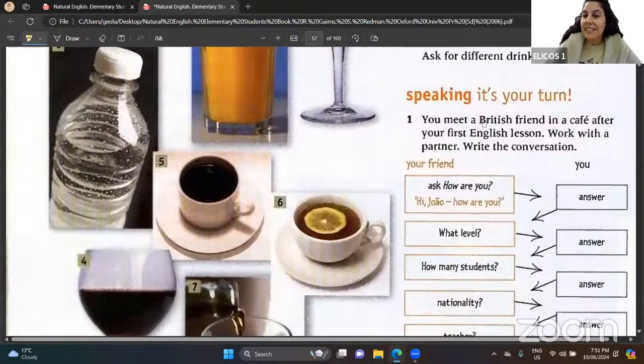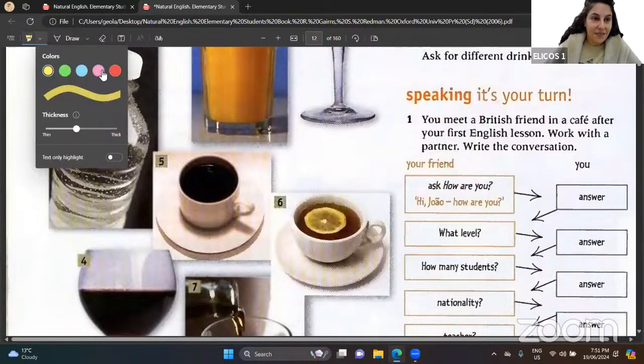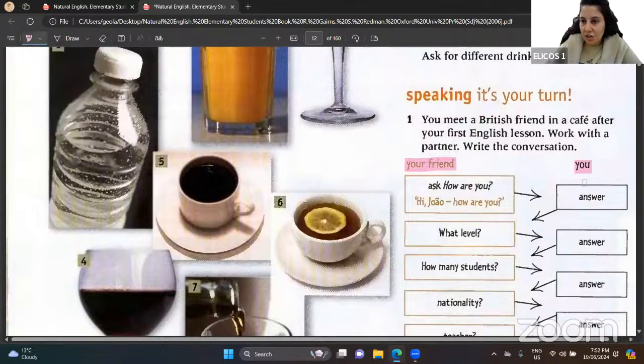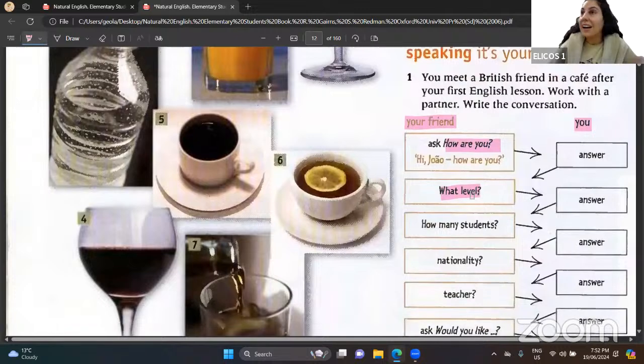Okay, so you meet a British friend in a cafe after your first English class. Let's make a conversation. So this is your friend and this is you. So he says, how are you? What would you respond? I'm well, thank you. I'm good. So maybe he can say, what level are you studying English? What would you say? So what level of English are you studying?